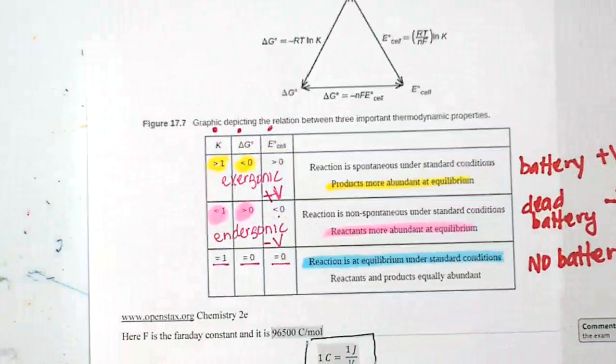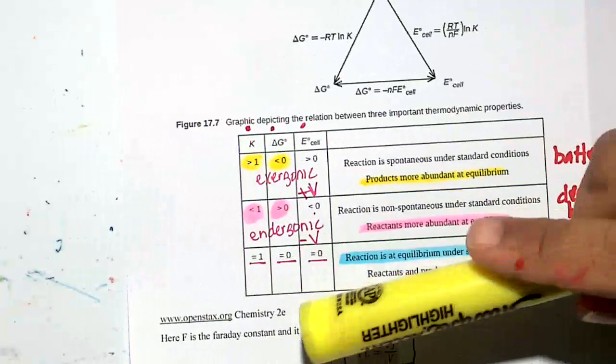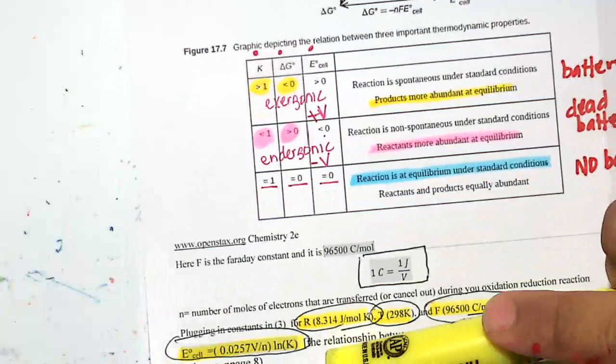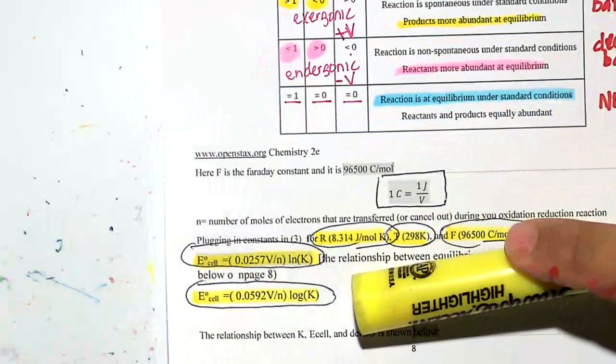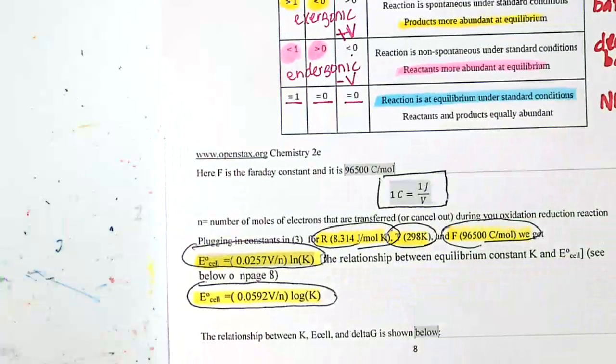All right, plugging in the constants to these equations, you'll get here and this. Okay, you'll get a natural log form, there's a log form, but I'll give you this on the test. Okay, you just need to know how to plug and play it.